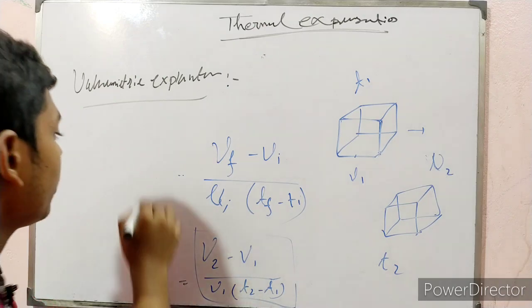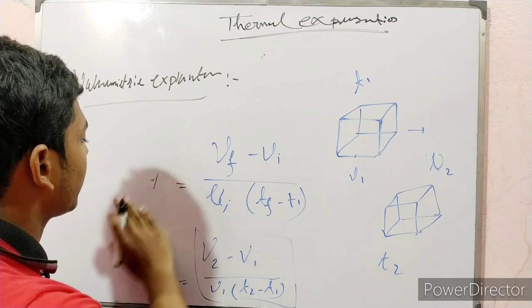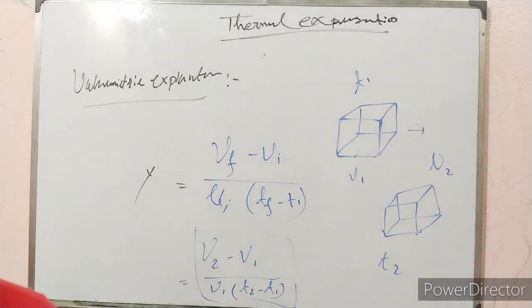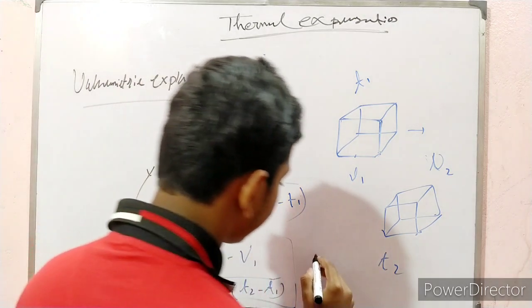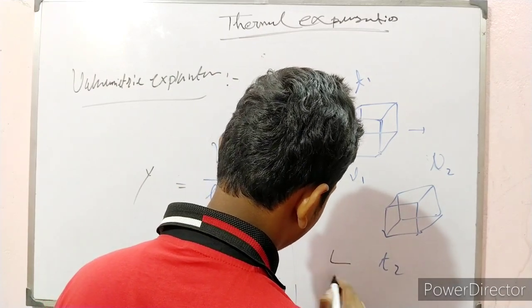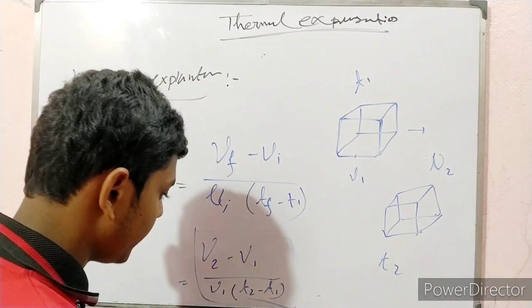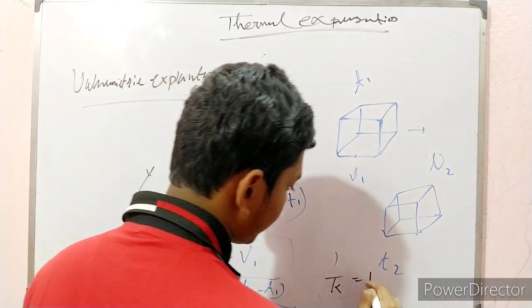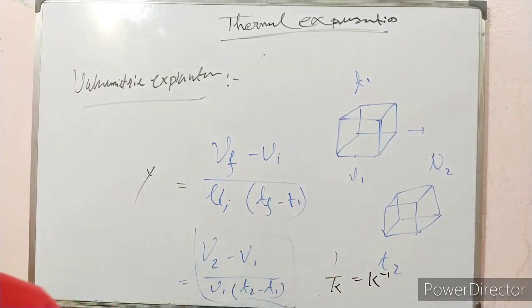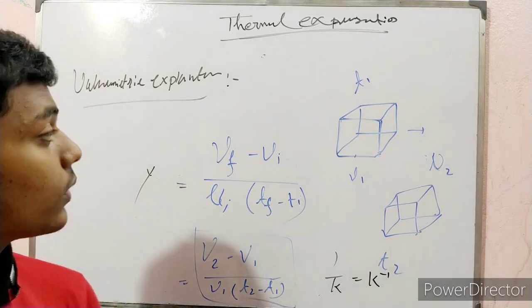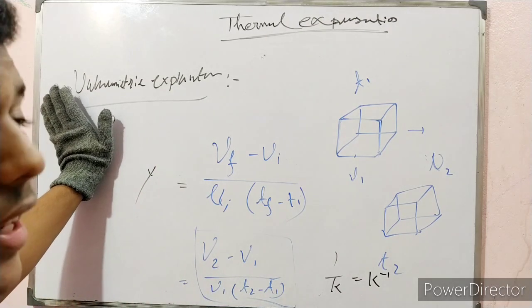So the coefficients are alpha, beta, and gamma. This is gamma, and with this also the same thing, the volume cancels, and 1 by K means K inverse. That is the unit of this. I hope it is clear. So that is the topic of thermal expansion.